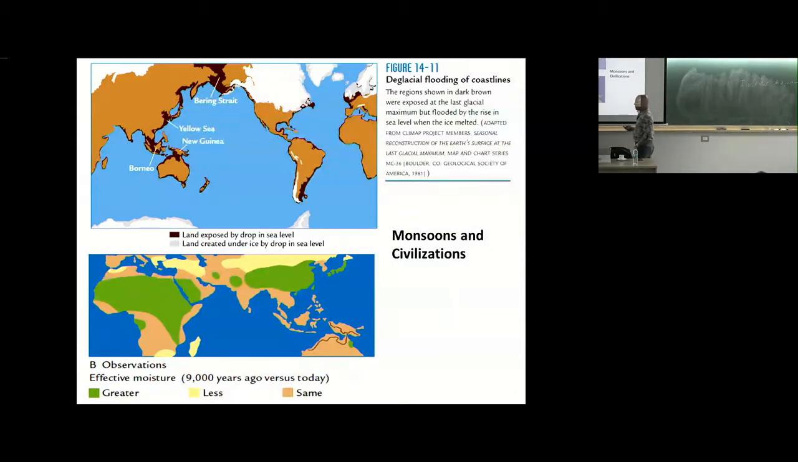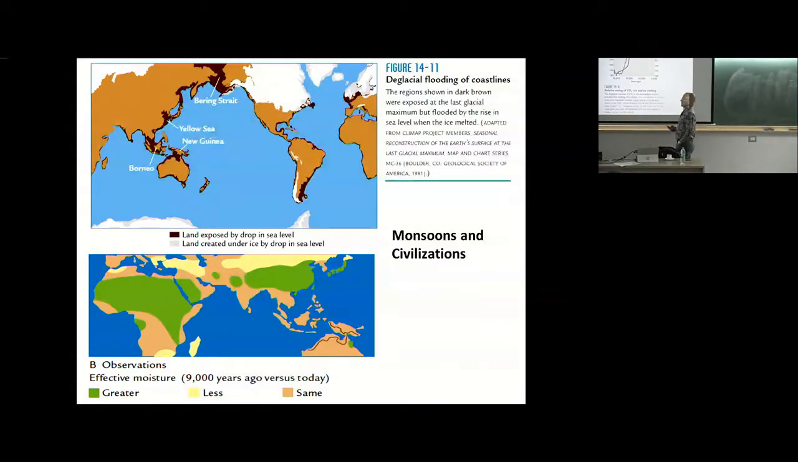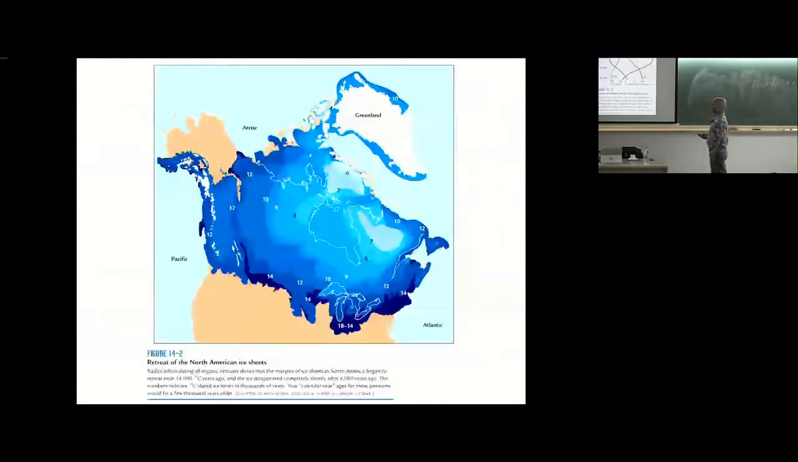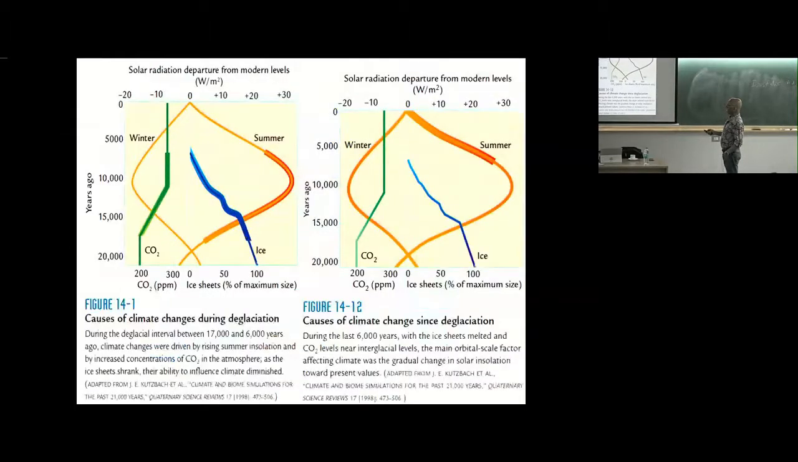Okay, so if you look at then the effective moisture 9,000 years ago versus today, remember that as we are coming out of the glacial, we are rapidly increasing the summer insolation. So by 9,000 years, we are at about the peak of summer insolation, even though the winter is also at a minimum. In the deep tropics, winter is not a severe problem anyway, only at high latitudes that's a problem.